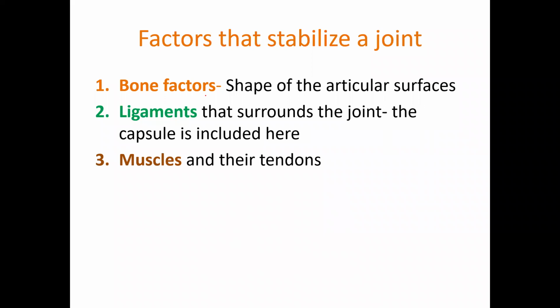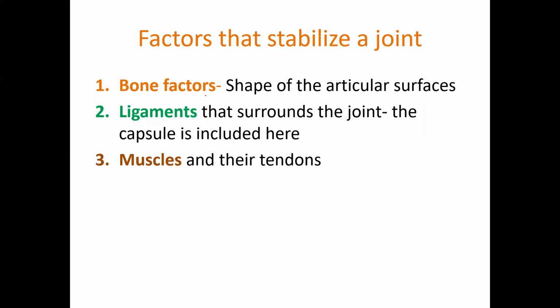Right, so what are the factors that stabilize the joint? Well, basically, you have three factors: bony factors, ligamentous factors, and muscles. Okay, bony factors, ligaments, and muscles. Right. So bony factors means the shape of the articular surfaces, and also maybe other bony projections and things which are surrounding a particular joint.